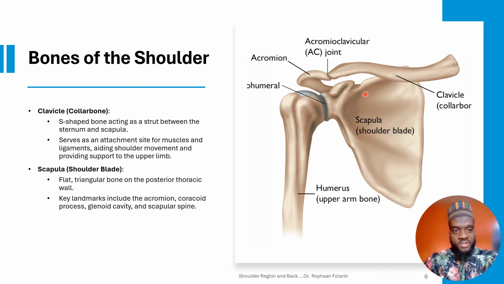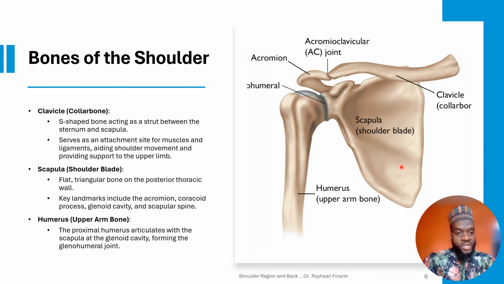The scapula is another bone of the shoulder joint, which is right here, and it goes all in this extent. It is a flat triangular bone on the posterior thoracic wall, and it has key landmarks as well, including the acromion right here, the coracoid process, and then you have the glenoid cavity that hosts the head of the humerus, and then you have the scapular spine on the back. It has other features as well.